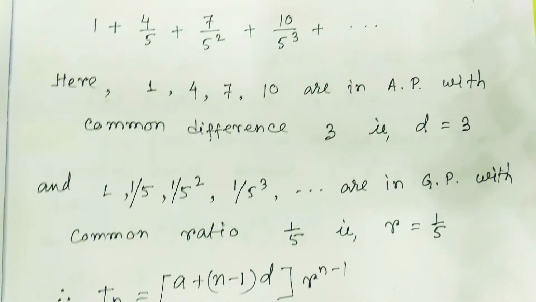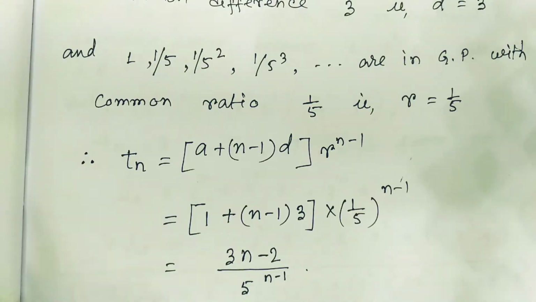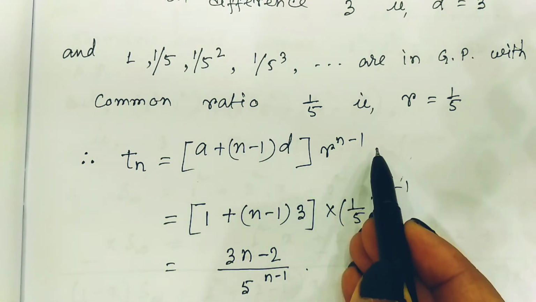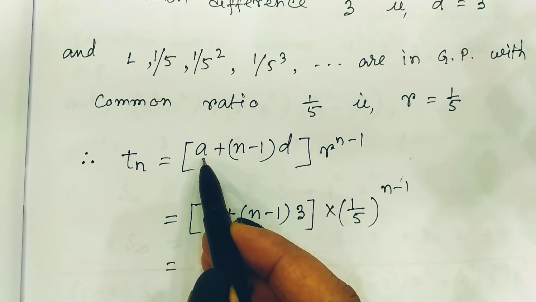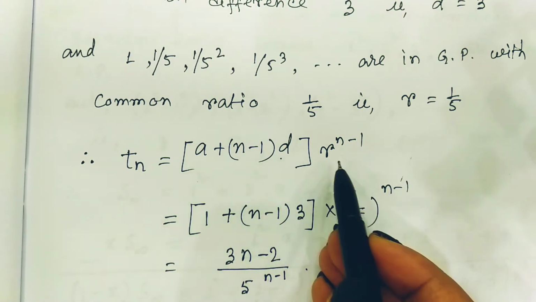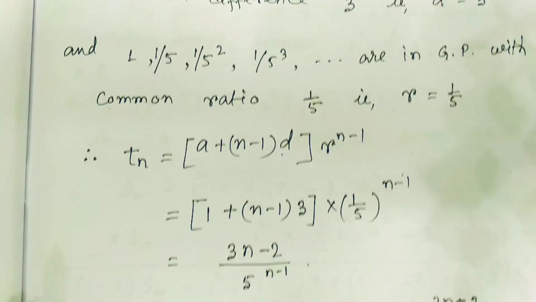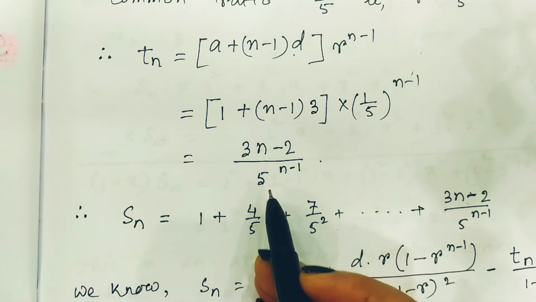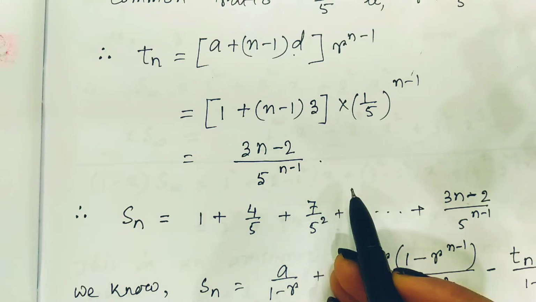So accordingly we can say Tn is equal to (a + (n-1)d) times r to the power n minus 1, where a is equal to 1, d is equal to 3 and r is equal to 1 upon 5. If we substitute and simplify, then we will find Tn is equal to (3n minus 2) divided by 5 to the power n minus 1.